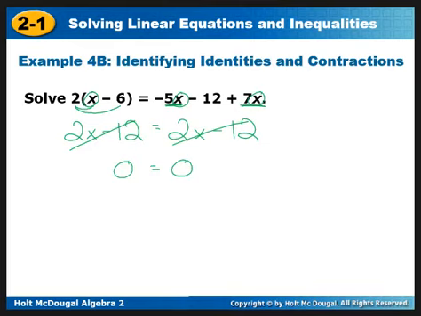Had you not noticed this right away and you started moving numbers, say you decided to add 12 and add 12 over here, well, you can see that the 12s would cancel out, so you'd be left with 2x equals 2x. At that point, you'd probably be able to notice that you had an identity, and you could say that you're going to have an infinite number of solutions, or sometimes people just write many solutions. It basically means the same thing. All right, again, that is what an identity will give you.